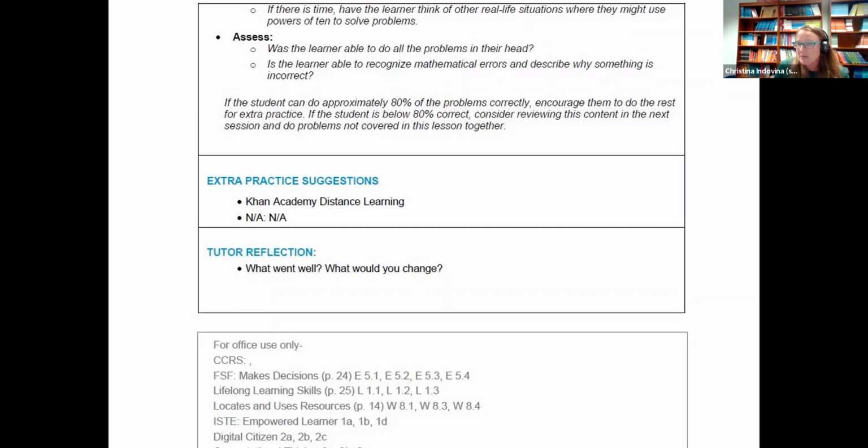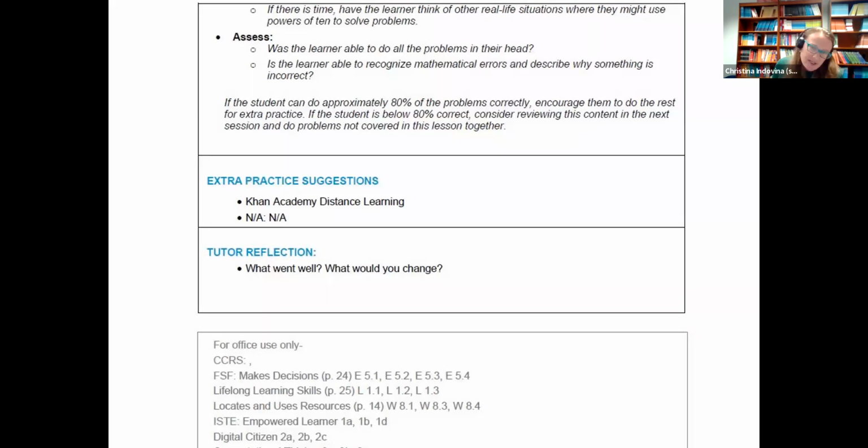That 80% is where the assess comes in. And the assess is really to help you. How do you know that the learner is ready to move on? That's, I think, one of the hardest things that we have to deal with as instructors.